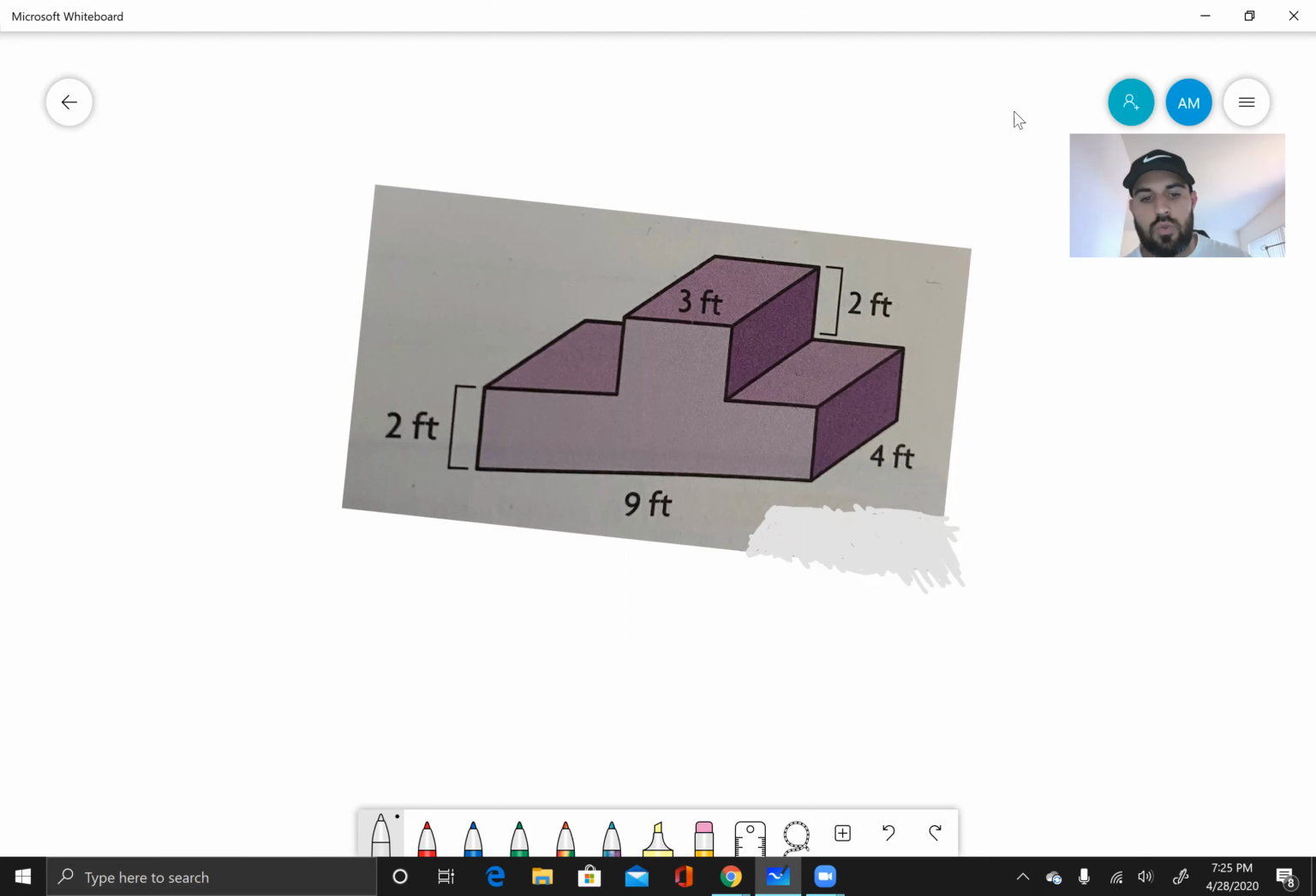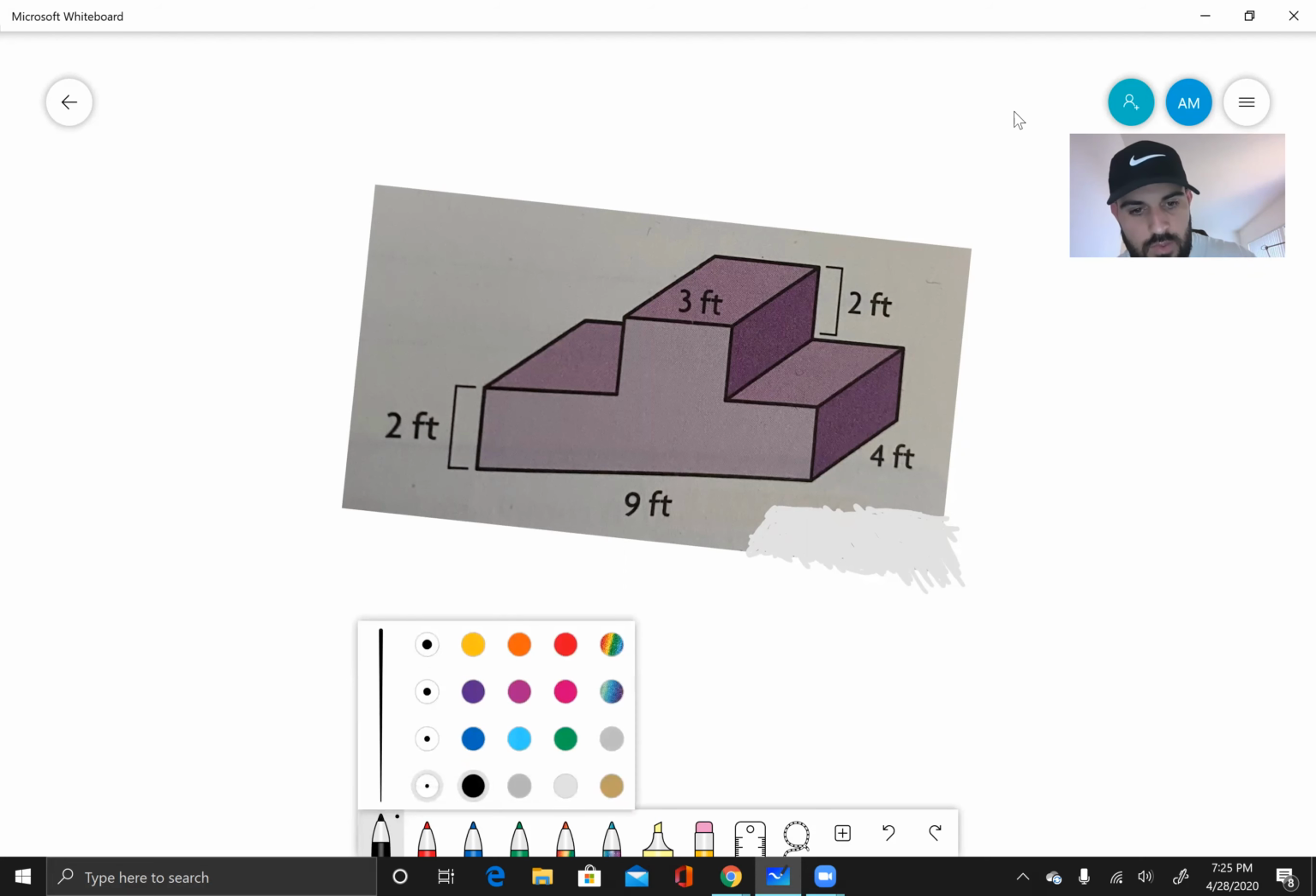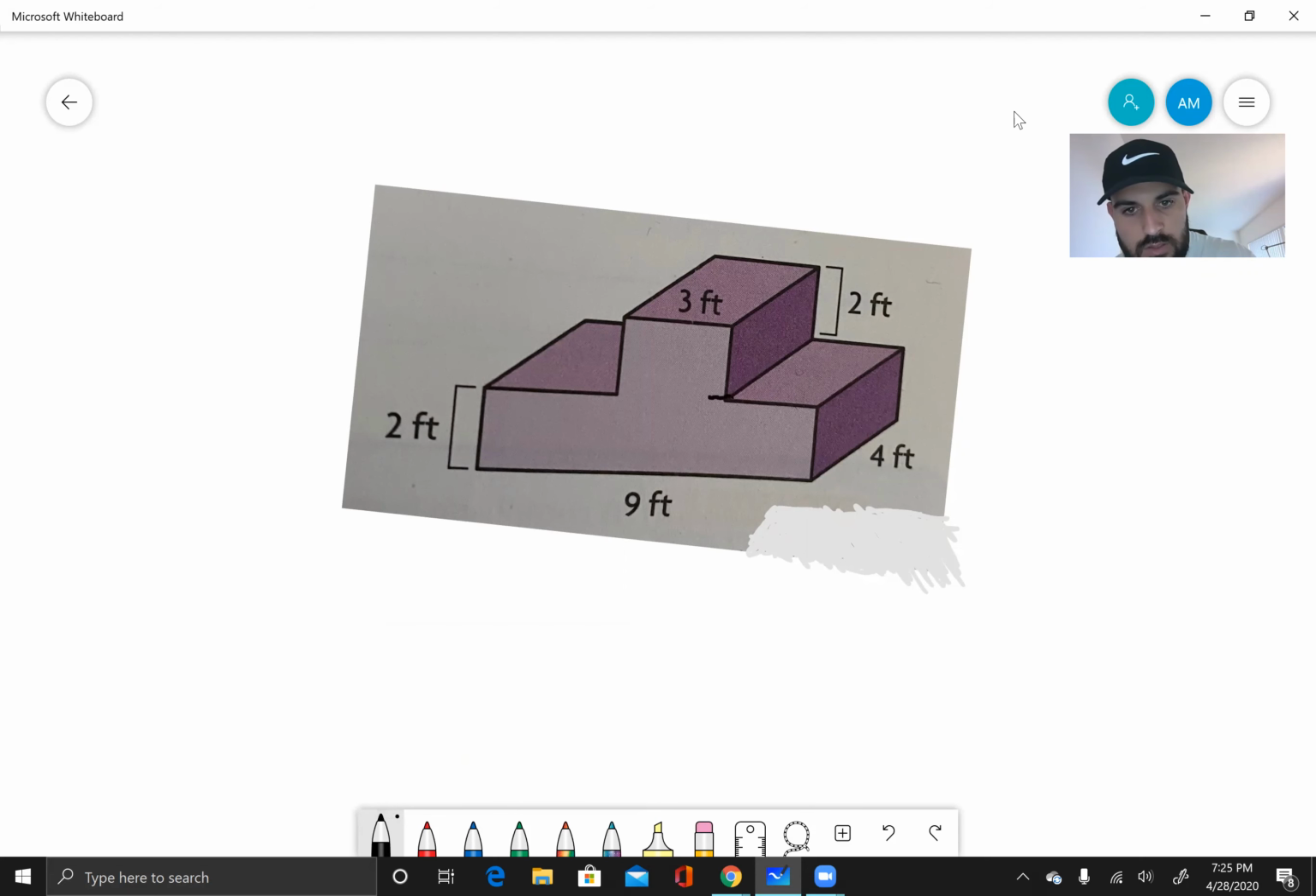So I'm going to draw a line, right across. If you see, I've just made two figures. I can call this figure one, and I can call this one figure two, right? Now that I have two rectangular prisms, I can find the length, the width, and the height for each of them. Okay, so now watch this.